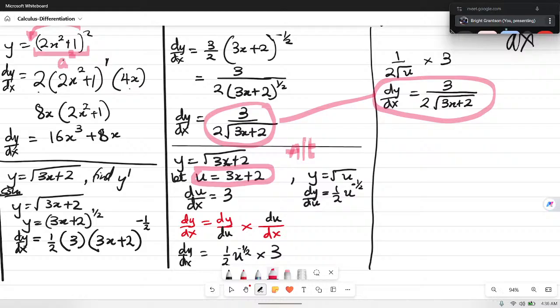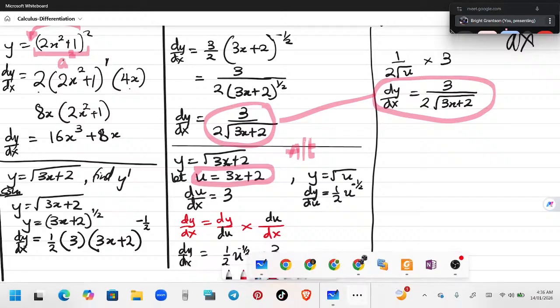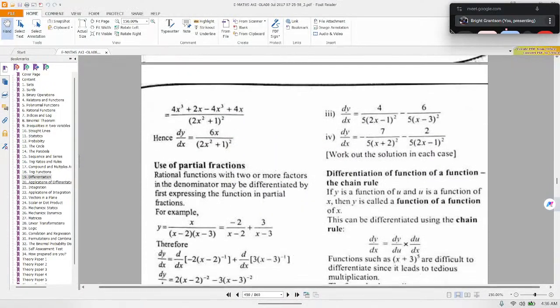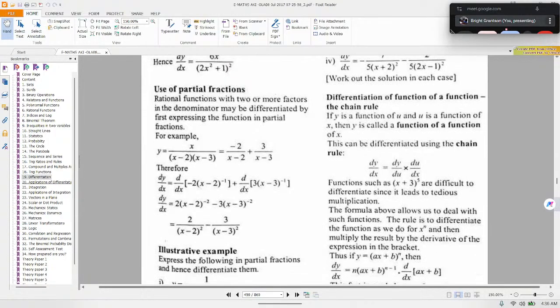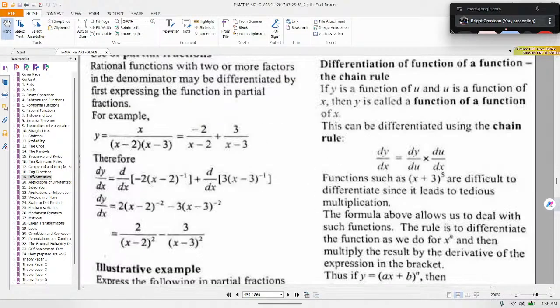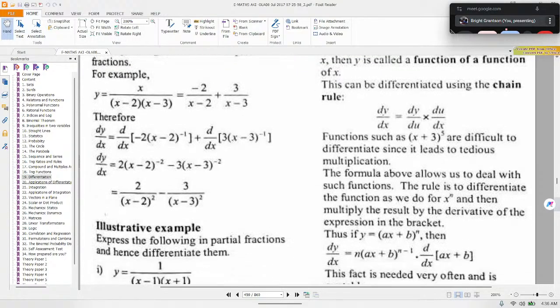Now, before we do the implicit function, let's do partial fractional decomposition. When you use partial fractions to break them down. So use of partial fractions. Rational functions with two or more factors in the denominator may be differentiated by first expressing the function into partial fractions. So if you have a fraction like this, you can't differentiate easily unless you break it down into partial fractions. Then differentiate term by term using the quotient rule approach.